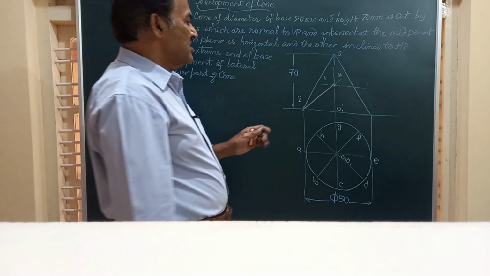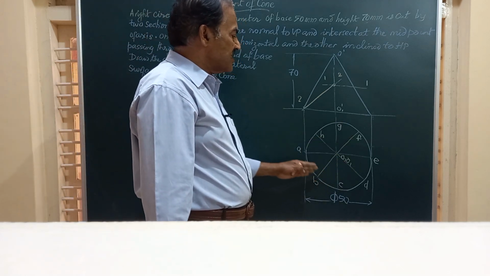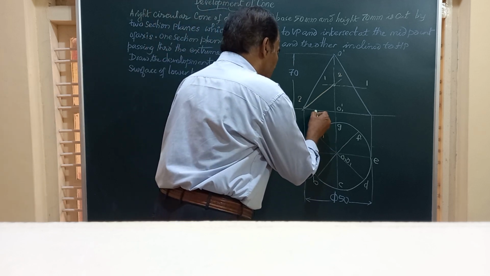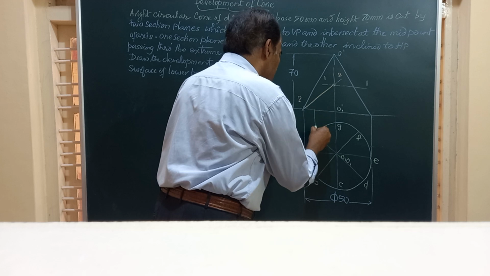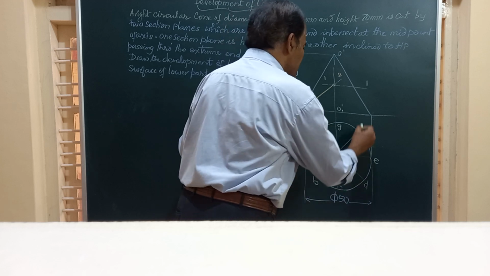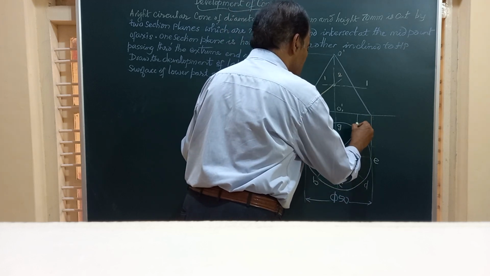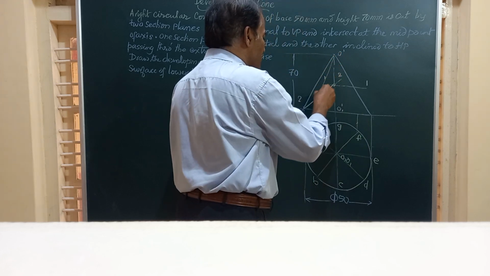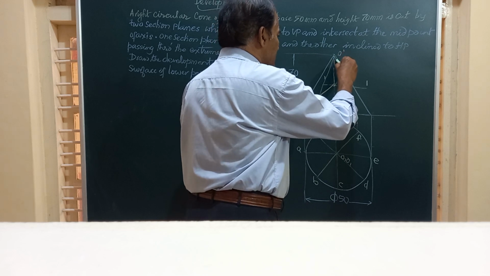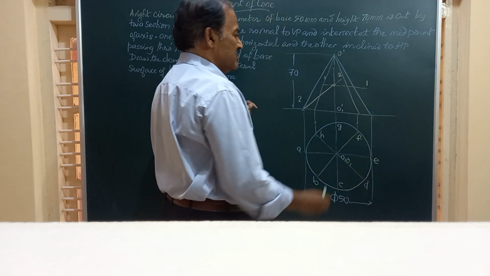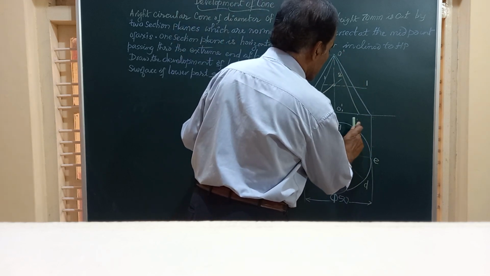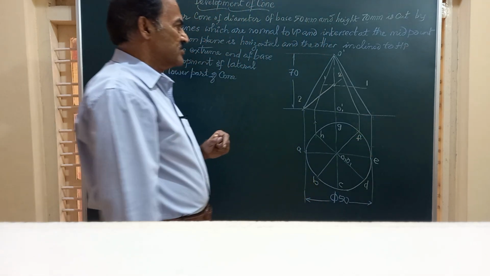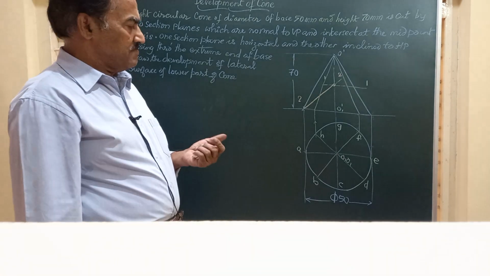Now friends, let's show all these generators OA to OH in the front view. So we'll have to just produce them upwards to meet the base here, likewise here also, and join that to the apex of the solid like this. And again here you have to just join like this. So we have joined these generators to the vertex or the apex.